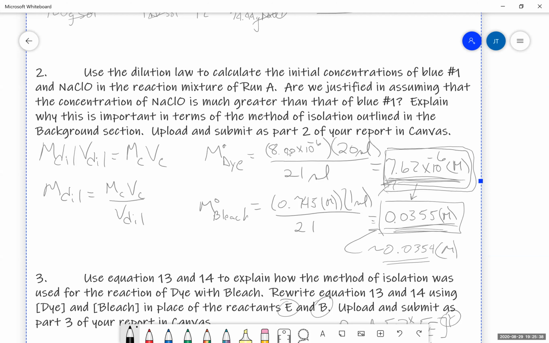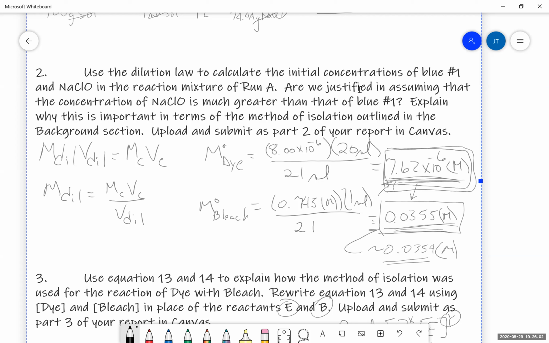This was off the bottle. We took 20 mils, diluted it to 21. The bleach, I just calculated above. For my case, your case is going to be different. We took 1 mil of that, and divide by 21 because that's the total volume. So this is the initial concentration of bleach.